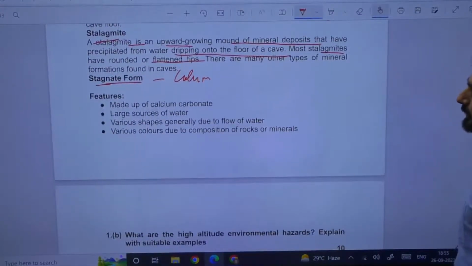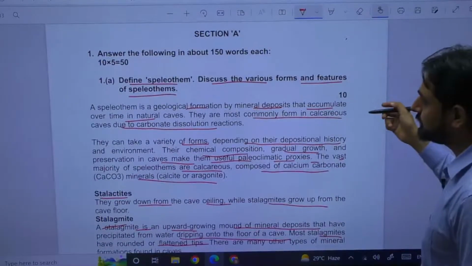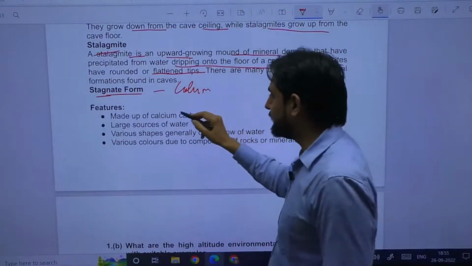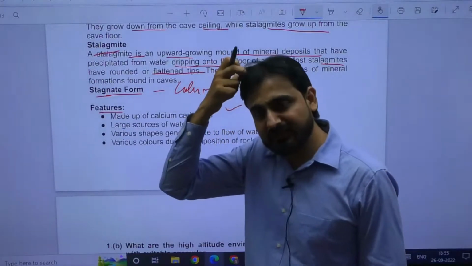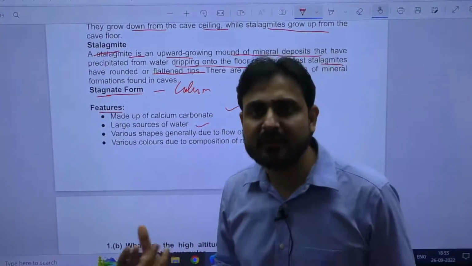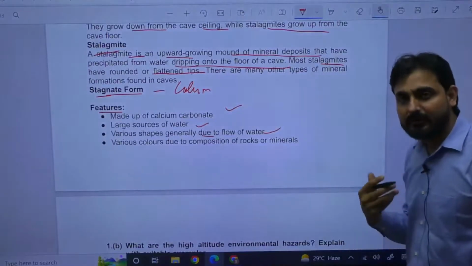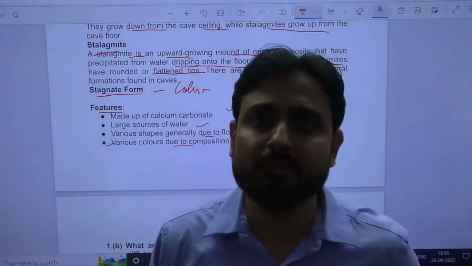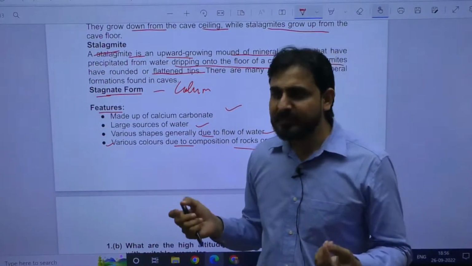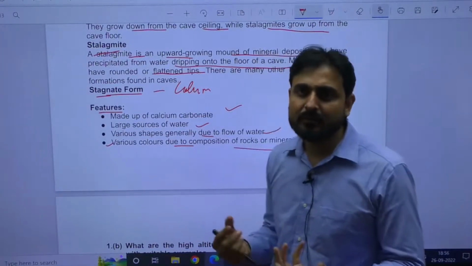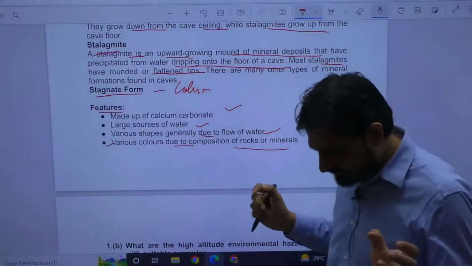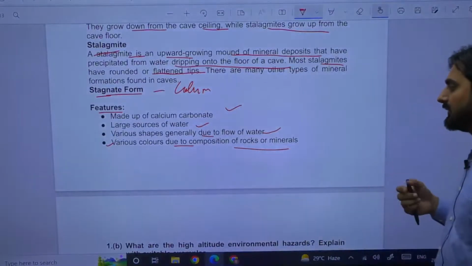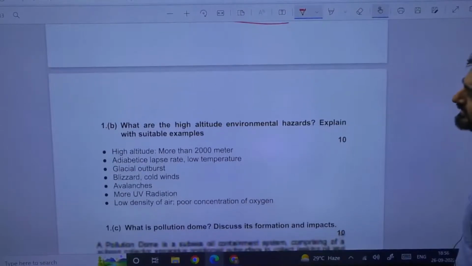Now features, because the question is also demanding the features. So you need to mention some features. Here you can mention: features made up of calcium carbonate; a large source of water, as water accumulated gets deposited, so they are a rich source of water as well; various shapes depending on the flow of the water; various colors due to the composition of different minerals. Suppose due to the presence of more iron component, the color of stalactite or stalagmite may be reddish, or if it is completely calcium carbonate, then its color may be white. So from white to reddish to sometimes a little bit grays, we notice various colors.